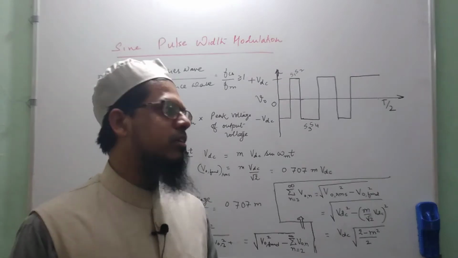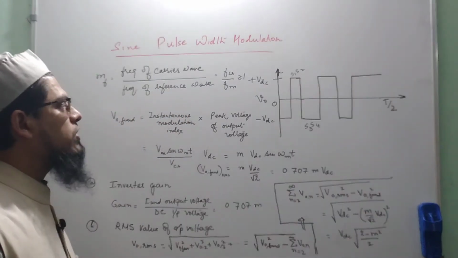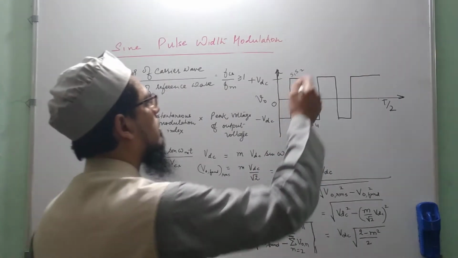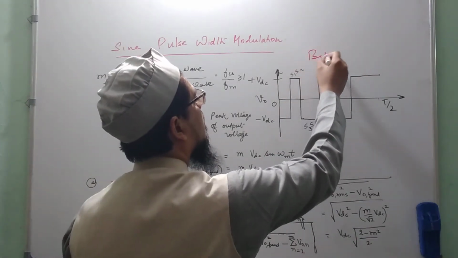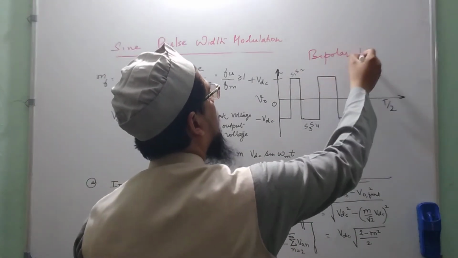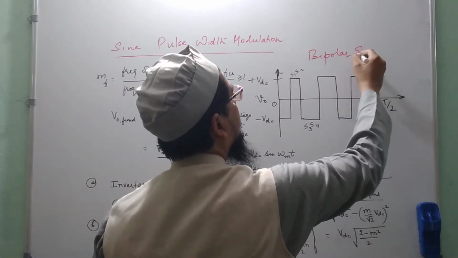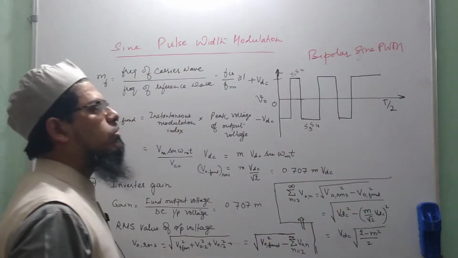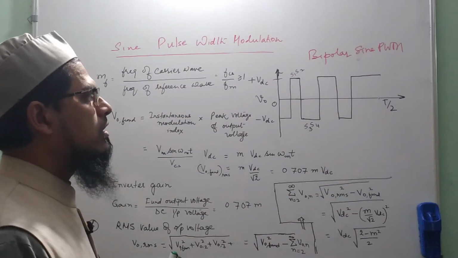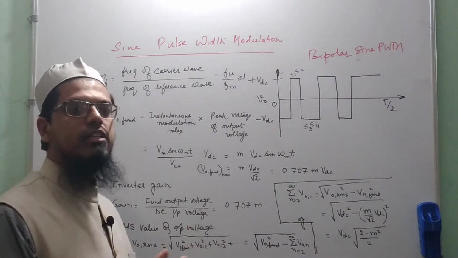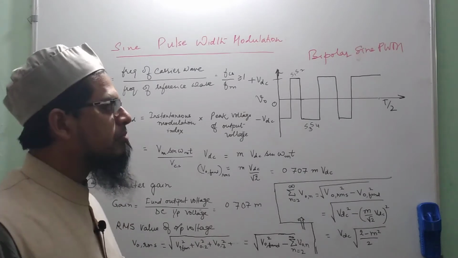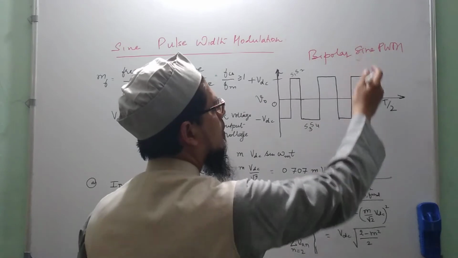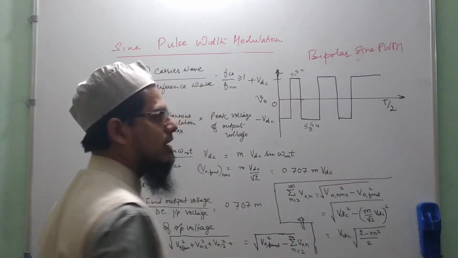So let us start. Initially we are considering the bipolar PWM sine PWM scheme. In bipolar sine PWM scheme, the output voltage has got either the value VDC or minus VDC. I have shown the output voltage waveform for half of the cycle.